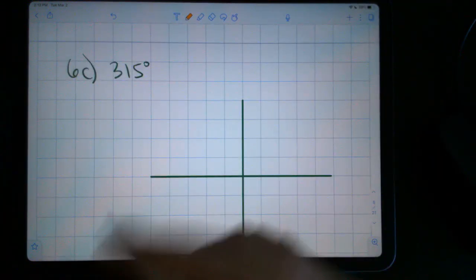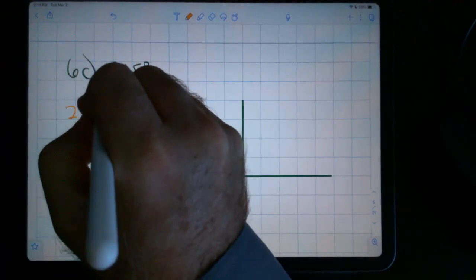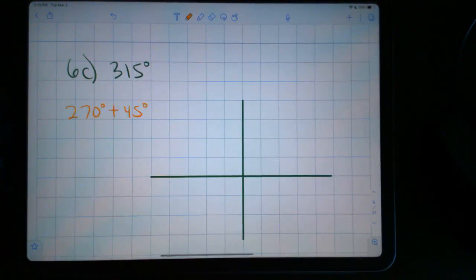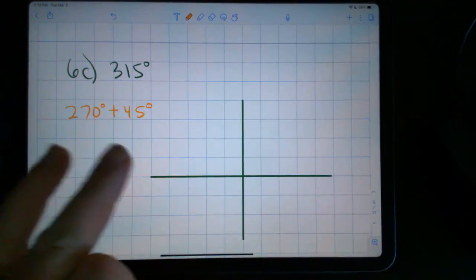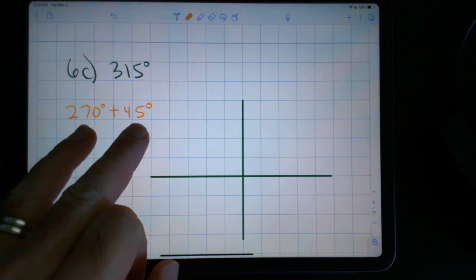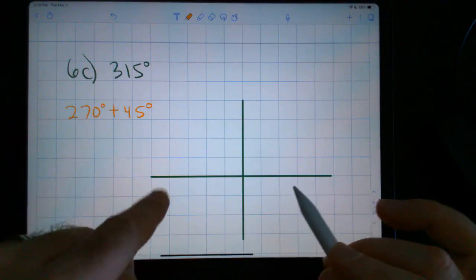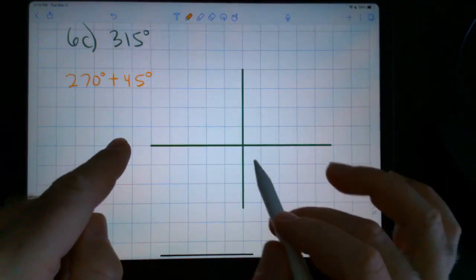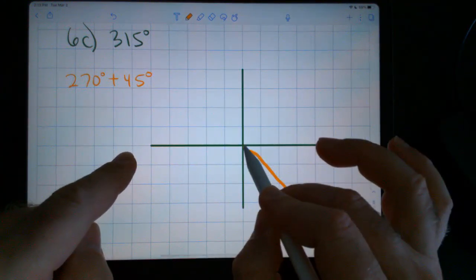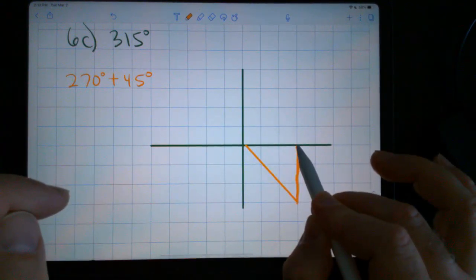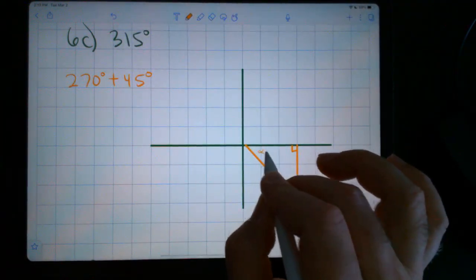315 degrees. So one way to see 315 is 270 plus 45 is 315, and 270 degrees is right here. So we're going to have a triangle going over in something like that.